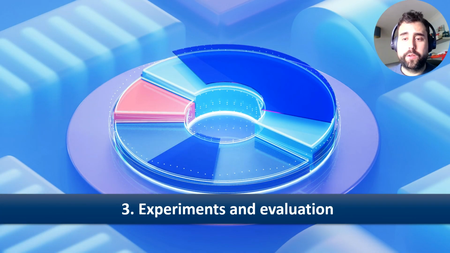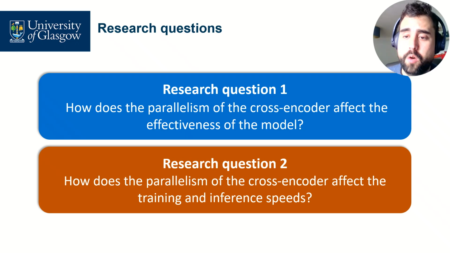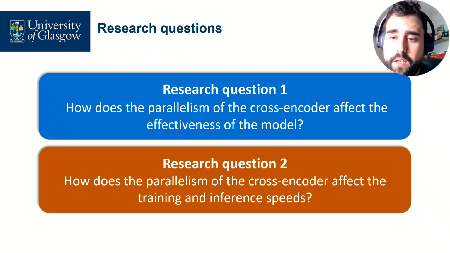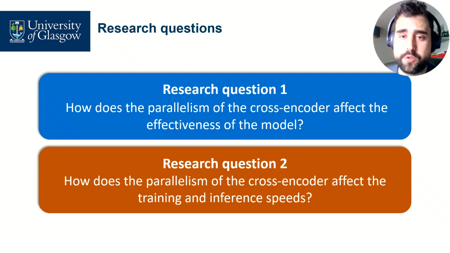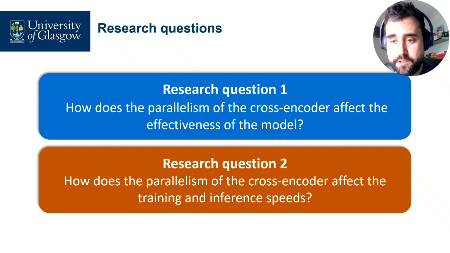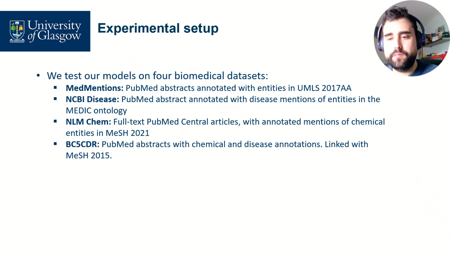But let's see how it works. We focus here on experiments answering 2 different research questions, exploring to what extent the novel architectures that we propose affect the effectiveness of the cross-encoder, which is research question 1, and the training and inference speeds of the cross-encoder, research question 2. In these experiments, we test our model on 4 biomedical entity linking datasets, namely MedMentions, BC5CDR disease, NLM-Chem, and BC5-CDR.